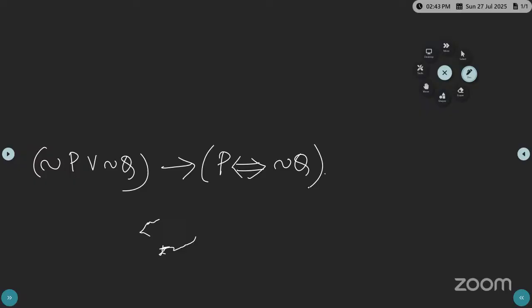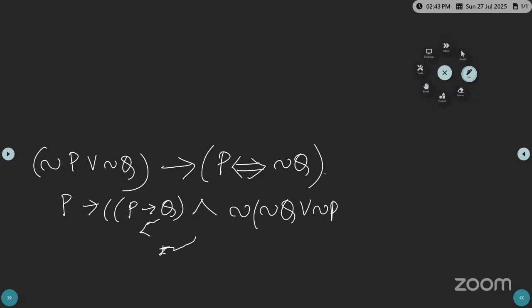Next question. Please take down this one. P implies Q and negation Q or negation P.